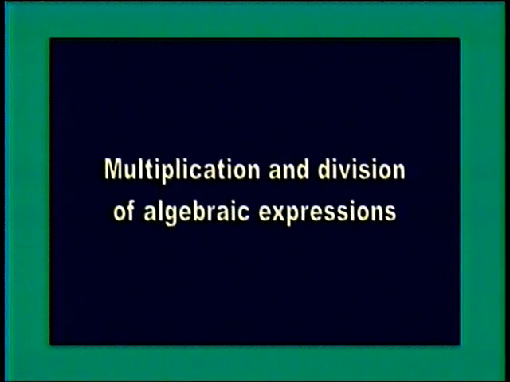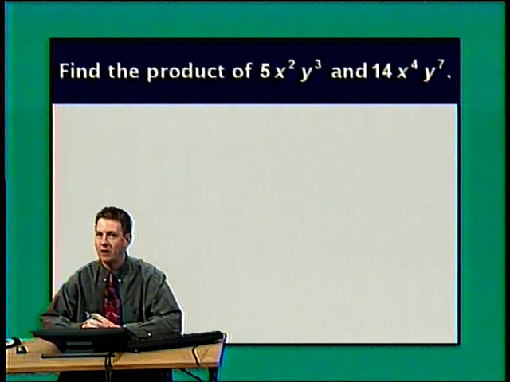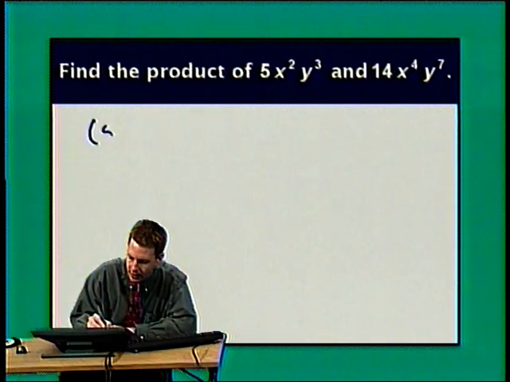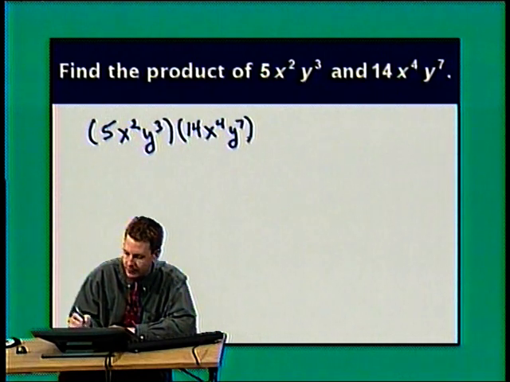So I'm going to do several examples of multiplying and dividing algebraic expressions. All right, so in our first example, we're asked to find the product of 5x squared y cubed and 14x to the fourth y to the seventh. What does it mean to find a product? It means to multiply. So the first thing we need to do is write down the mathematical expression that indicates that we're multiplying these two individual expressions. We're going to take 5x squared y cubed and multiply that with 14x to the fourth y to the seventh.